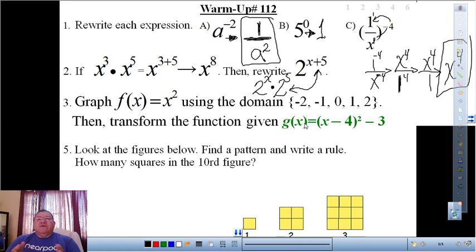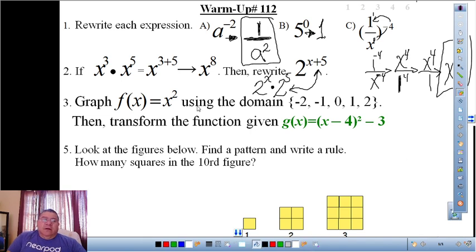Alright, and right now I'm giving you skills that we're going to need for the next step in regards to the concept we're starting today. But this is stuff that you need to remember because we need it. Okay? Alright, let's go to number 3.